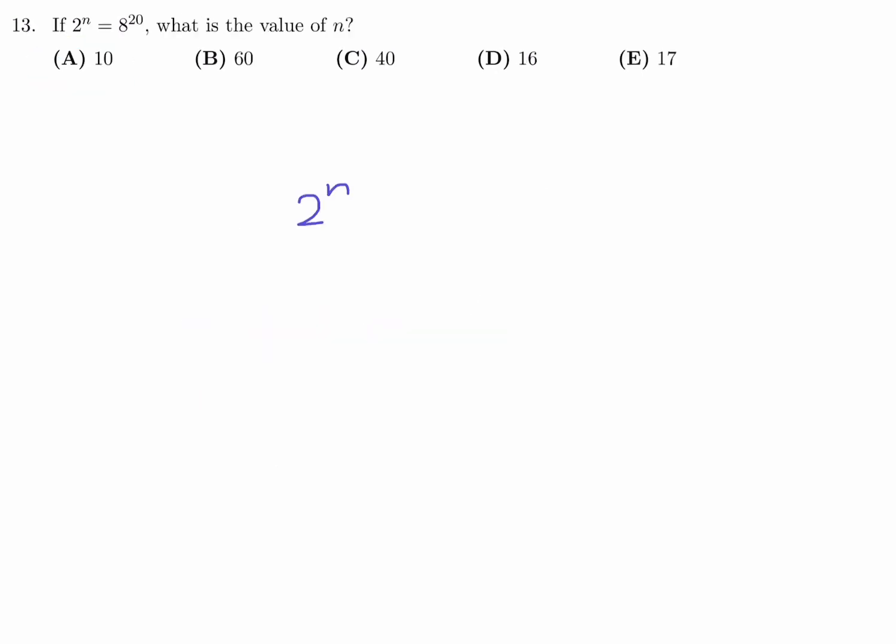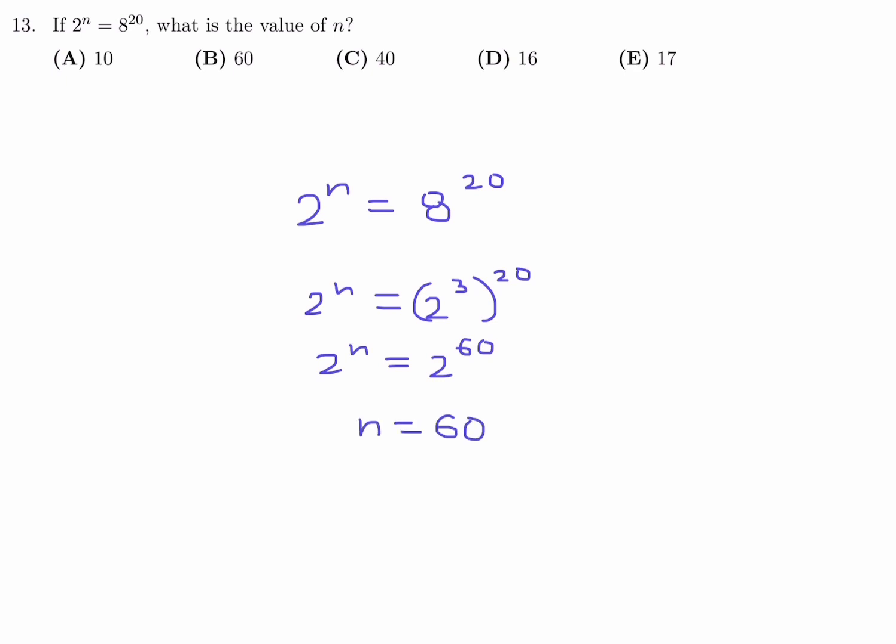If 2 to the power of n is equal to 8 to the power of 20, what is n? 8 is 2 to the power of 3. And therefore, using the standard rules for exponents, you would multiply, and that would be 2 to the power of 60 is 2 to the power of n. The bases are the same, so that means the exponents are the same. N is 60. Number 13, that's B.